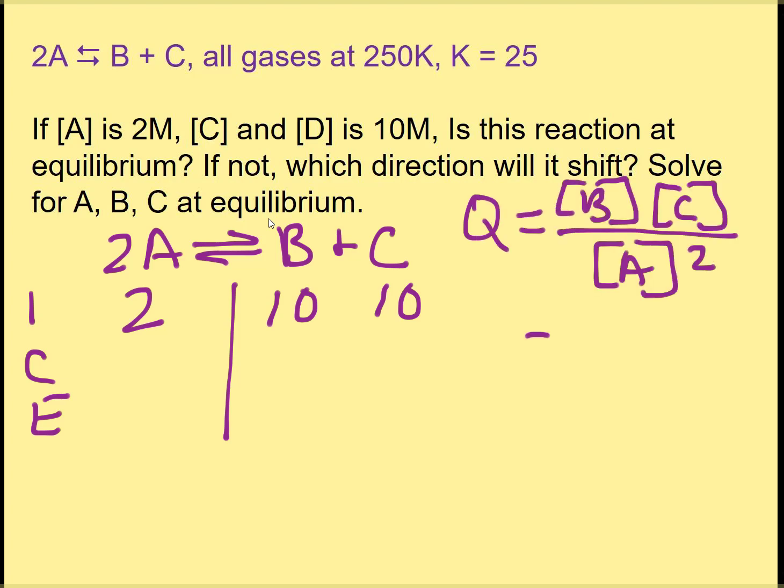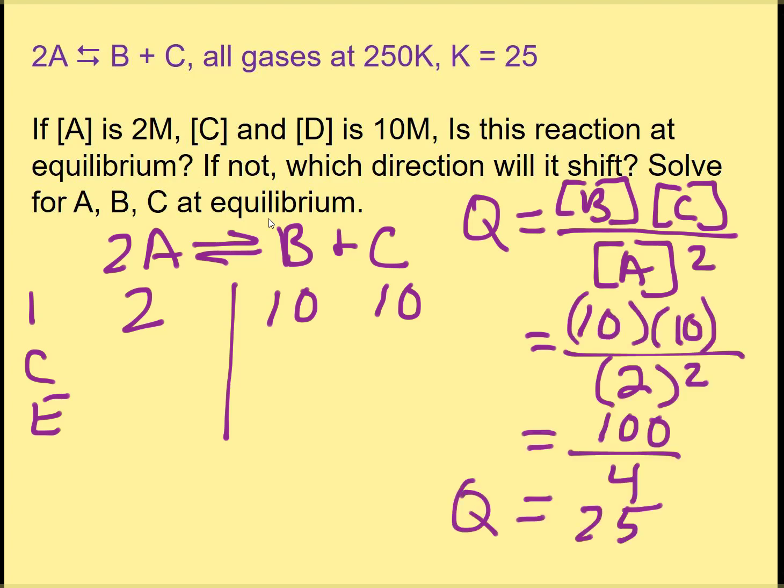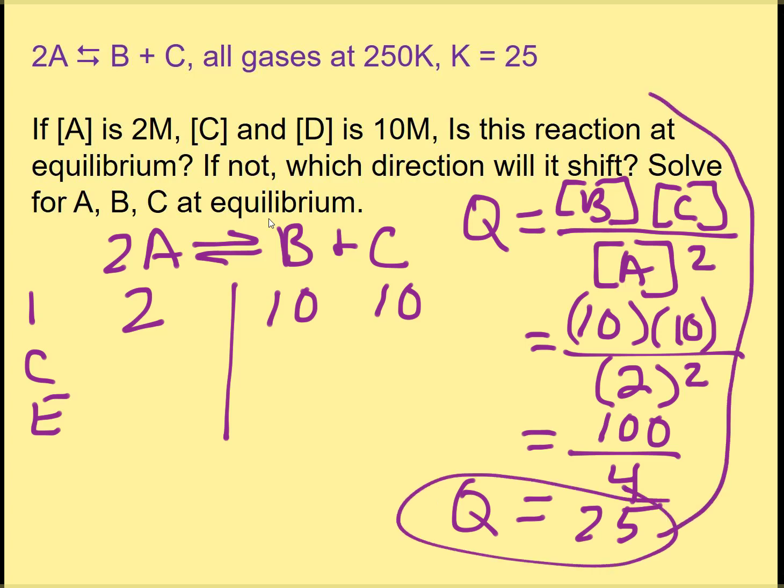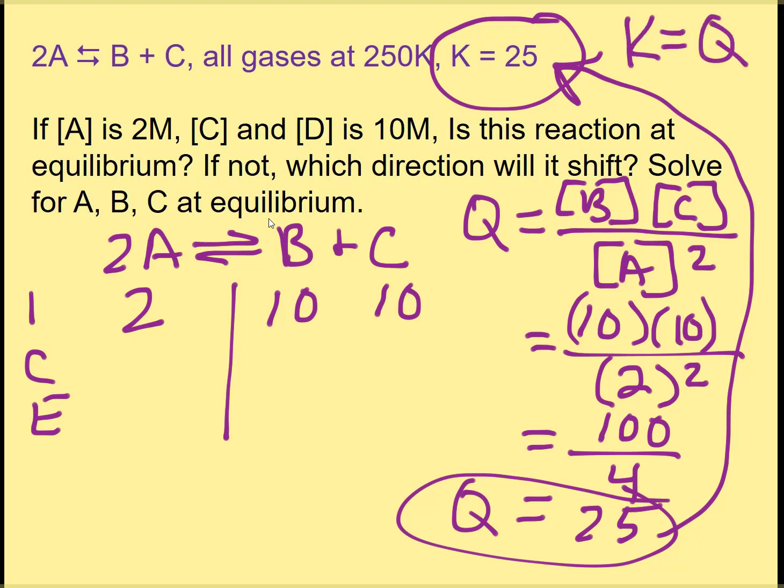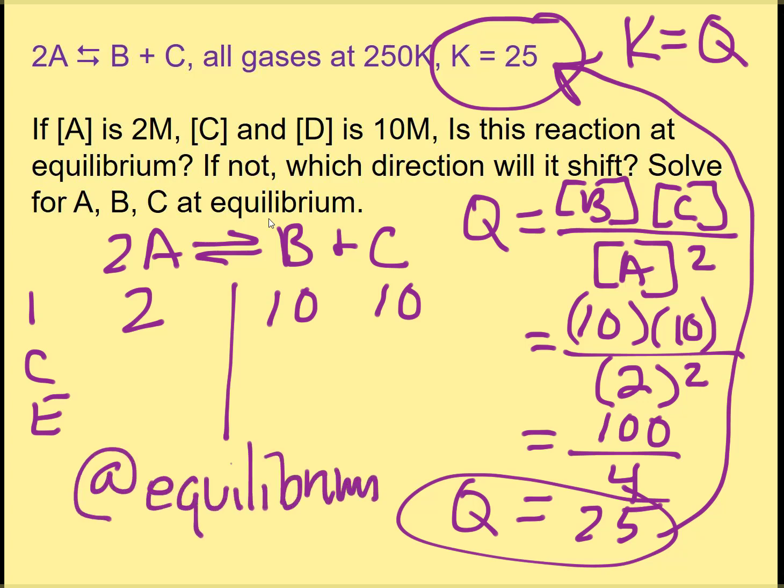So we'll put in those values. So Q is 25, and then I compare it to what I have. And because K is equal to Q, then I know that I am at equilibrium. So in this case, there's no shift. We're already at equilibrium.